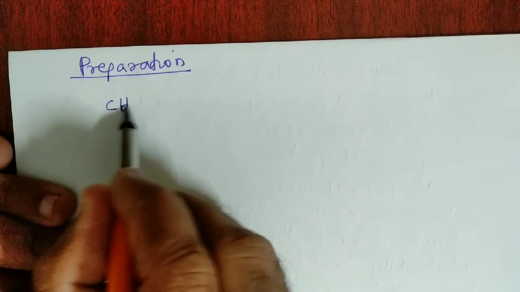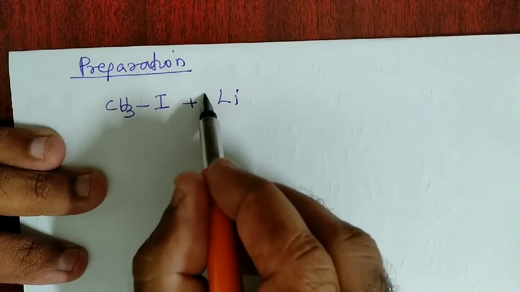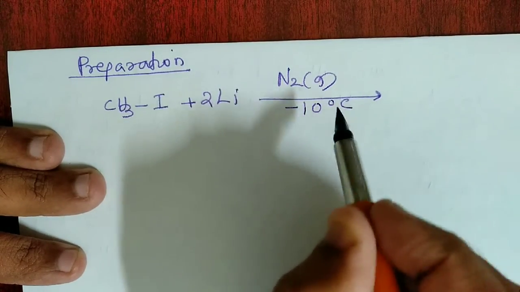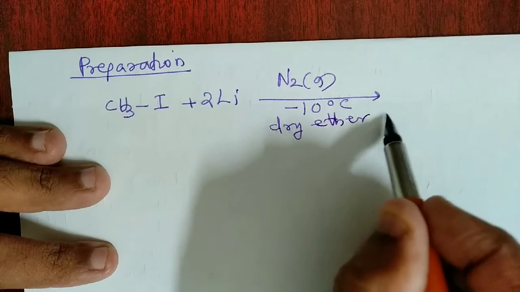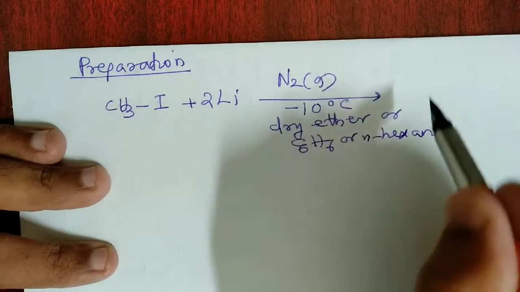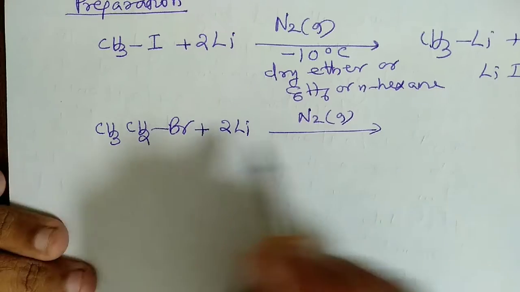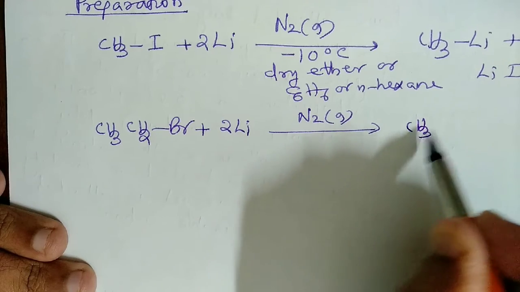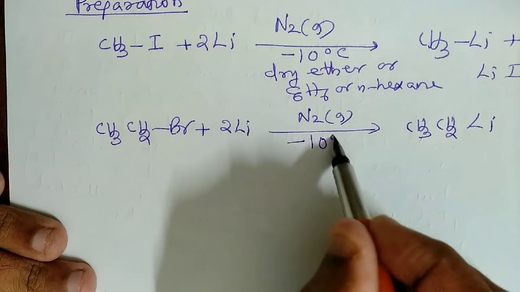Methyl lithium can be prepared from methyl iodide by treating with lithium in an atmosphere of nitrogen at minus 10 degrees Celsius. The solvents may be dry ether or benzene or normal hexane. Similarly, ethyl bromide can be converted into ethyl lithium by reacting with lithium metal in an atmosphere of nitrogen at minus 10 degrees Celsius.